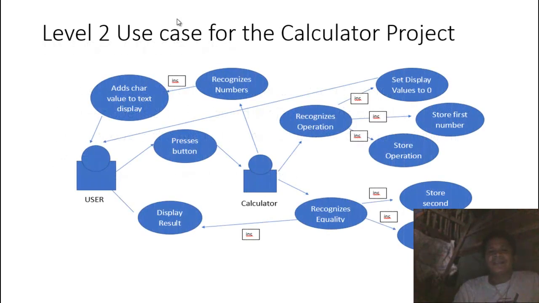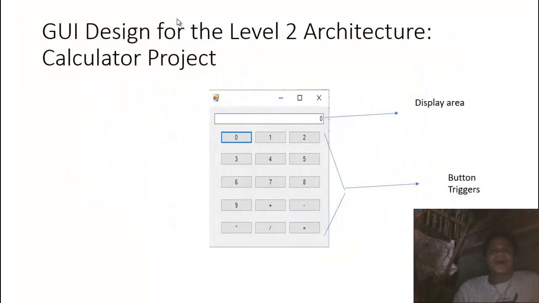Level 2 use case for the calculator project. There are 2 actors of this calculator project. We have the user and a calculator. The user initiates, the calculator responds. The graphical user interface designed for level 2 architecture of our calculator project.